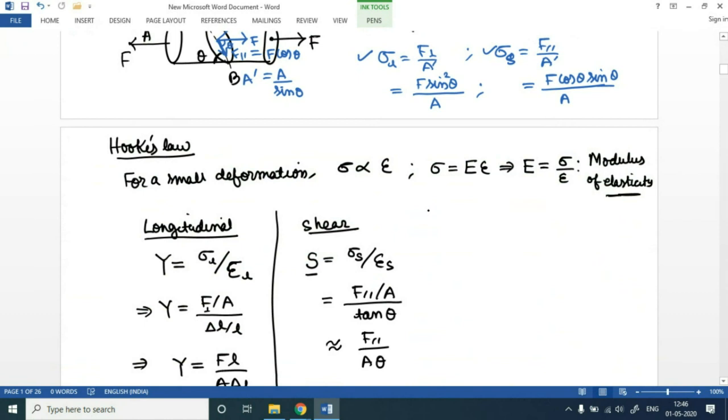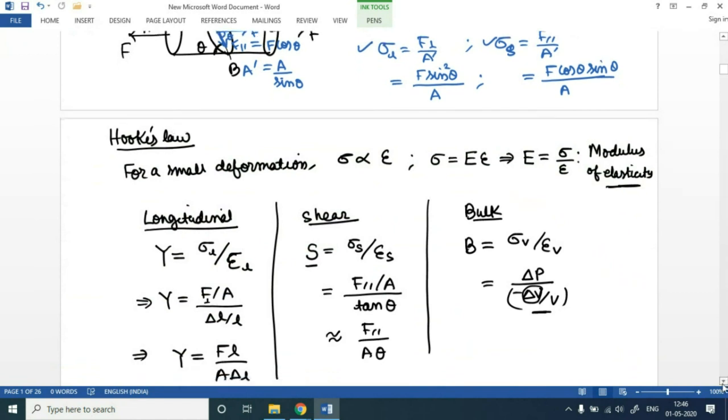Okay, and we define something called bulk modulus, which is nothing but sigma v upon epsilon v. In other words, you can write that as delta p upon minus delta v by v. I am again pointing out that delta v here is negative, so we are using a negative sign to make the denominator positive. So this is how bulk modulus is defined.